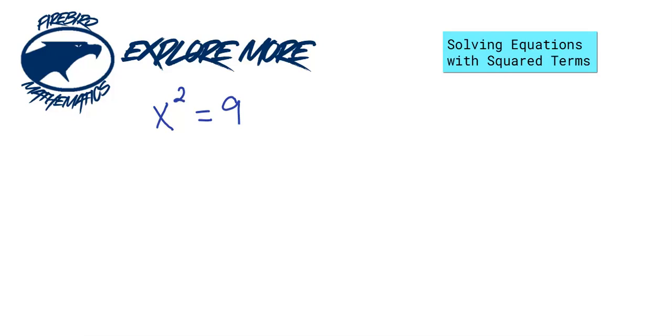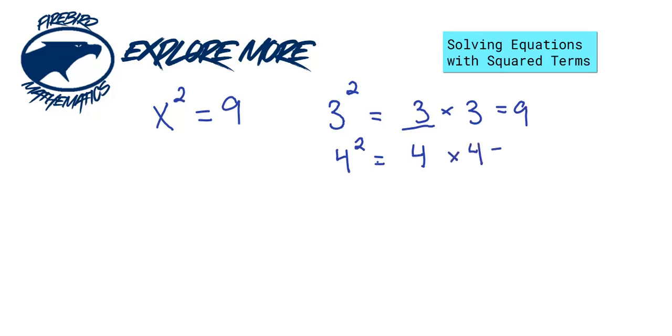You may know that to square a number, like 3 squared, just means that we're multiplying that number by itself, right? So 3 times 3, which is equal to 9. Or if you have a number like 4 squared, then we're doing 4 times 4, which is equal to 16. Okay? So if we have something like x squared, that means we're taking a number x and multiplying it by itself, x again.